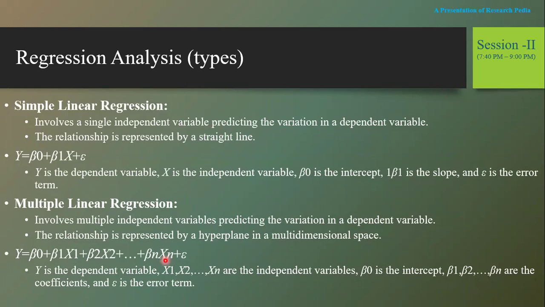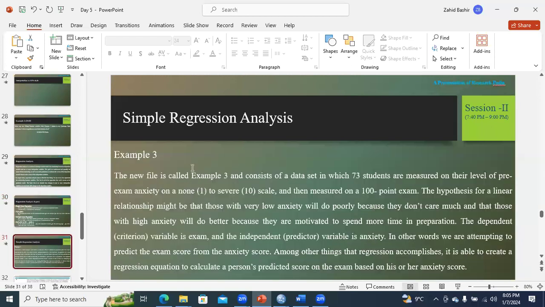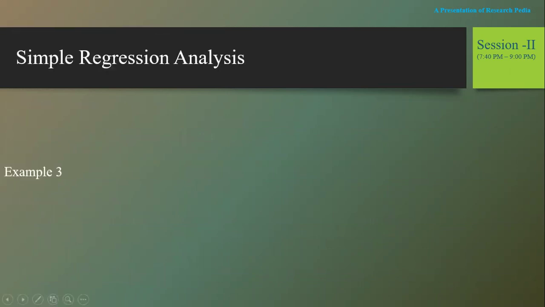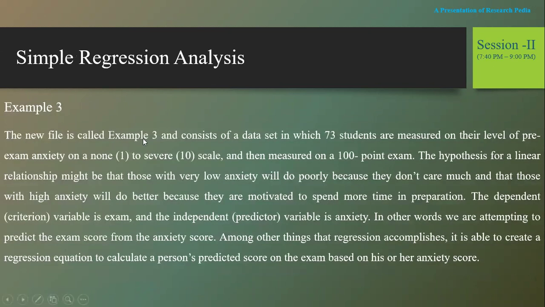So what is the next thing we can do? I need to analyze simple regression analysis on my example number 3, but you need to be aware of the data set. The new file is called example3 and consists of a data set in which 73 students.